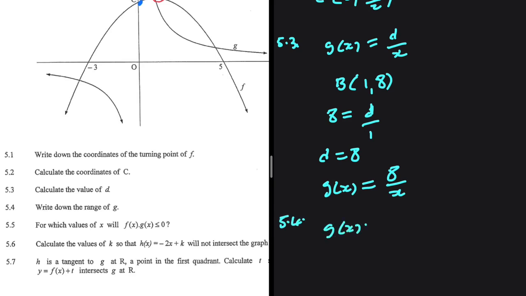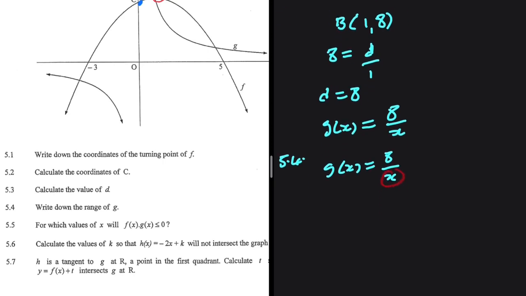g of x is equal to 8 divided by x. Well, if x is positive, we're going to have all positive y values, obviously, except for 0 and infinity. In order for g of x to be equal to 0, we need x to be equal to 0, and we cannot divide by 0, so basically g of x cannot touch 0. So we know that 0 to infinity is part of our solution.